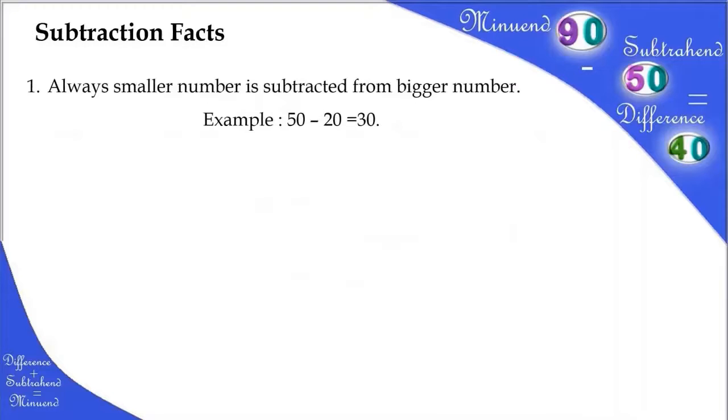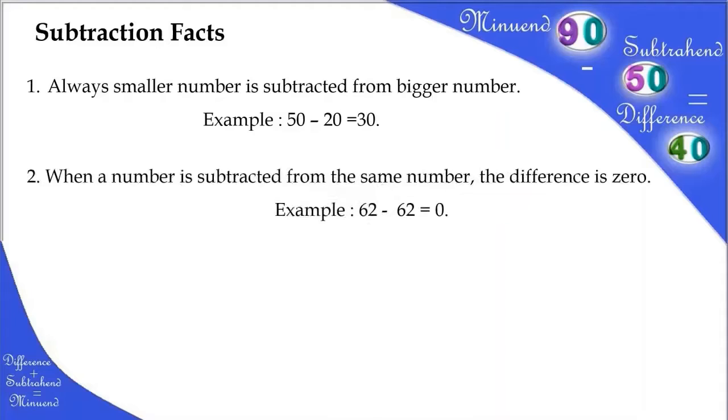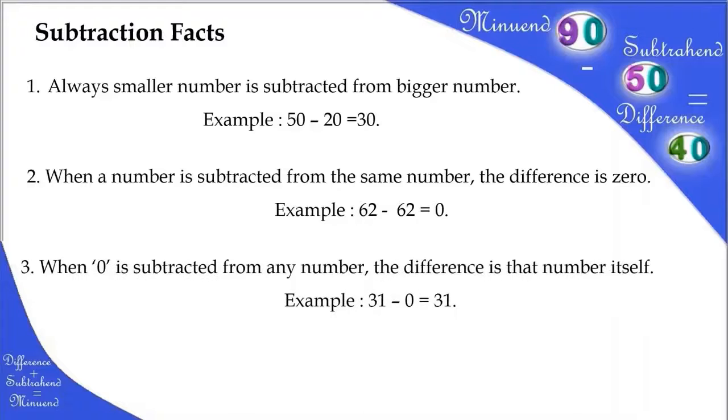Next, subtraction facts. Always smaller number is subtracted from bigger number. For example, 30 minus 15 is equal to 15. When a number is subtracted from the same number, the difference is 0. For example, 62 minus 62 is equal to 0. When 0 is subtracted from any number, the difference is that number itself. For example, 31 minus 0 is equal to 31.